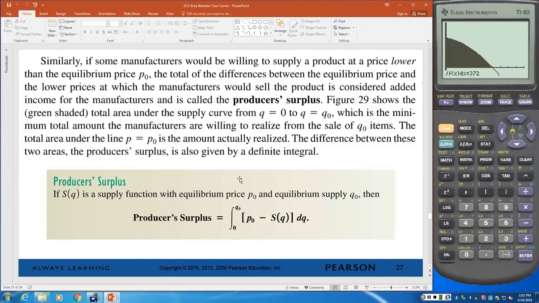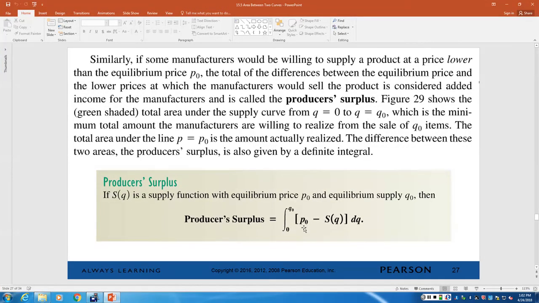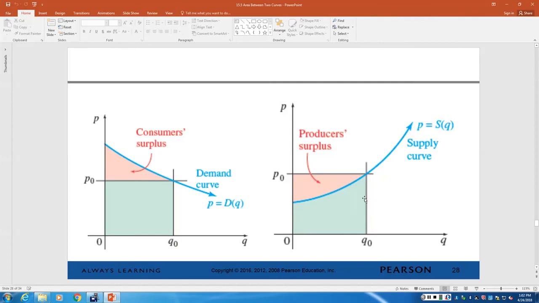Now, you also can have a situation where sometimes the manufacturers are willing to supply a product at a price that's lower than the equilibrium price. Not talking about demand here, we're talking about supply. Of course, they're going to figure it out real quick and eventually charge the equilibrium price because that's where they're going to make more money. But in this case, the graph looks like this rather than like the first graph. Your producer's surplus is the area between the supply curve and the horizontal line through the equilibrium point.